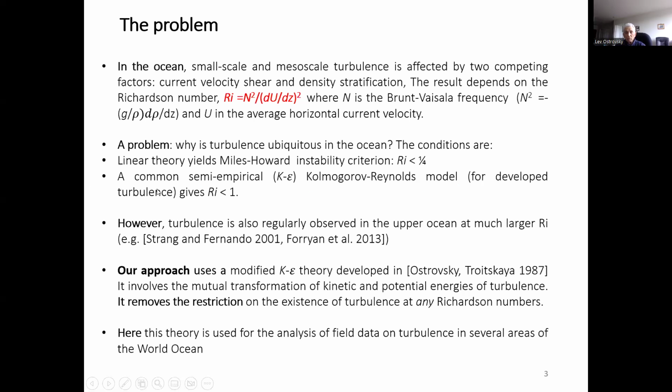So the next approach is the averaged semi-empirical theory, the K-epsilon, they call it often. It's just a Reynolds or Kolmogorov-Reynolds model for turbulence. And from the usual approach here, we obtain that the threshold Richardson number should be less than 1. It's already better, but it's not enough, because in many cases Richardson is more than 1, and still the turbulence lives. So there are some references, and I will show you some examples here.